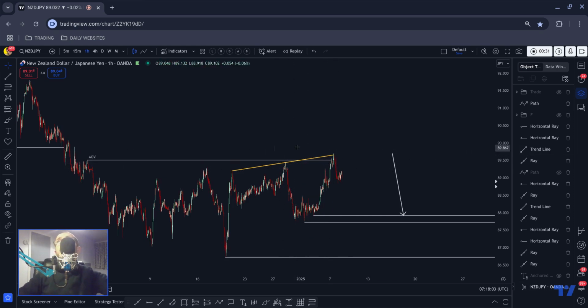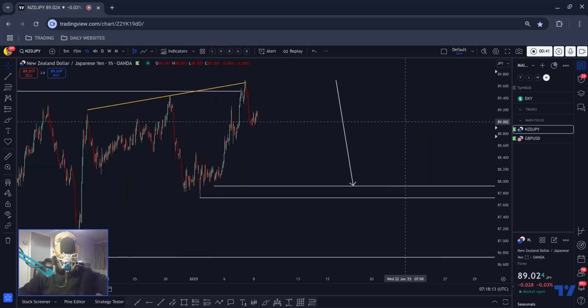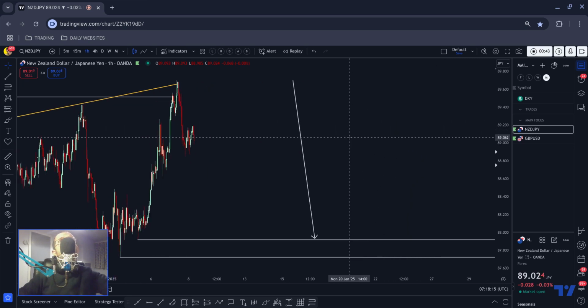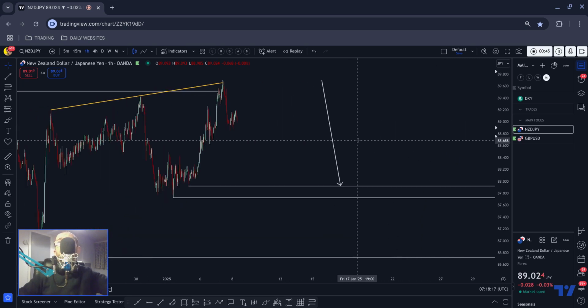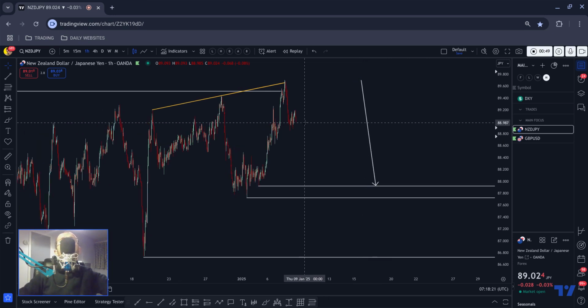But anyway, I have two pairs on watch today, and those are Kiwi yen and pound dollar. My favorite of the bunch is Kiwi yen at the minute. And just to say that I am in a trade on this pair at the minute, and I shall break the trade down for you when we get to it.